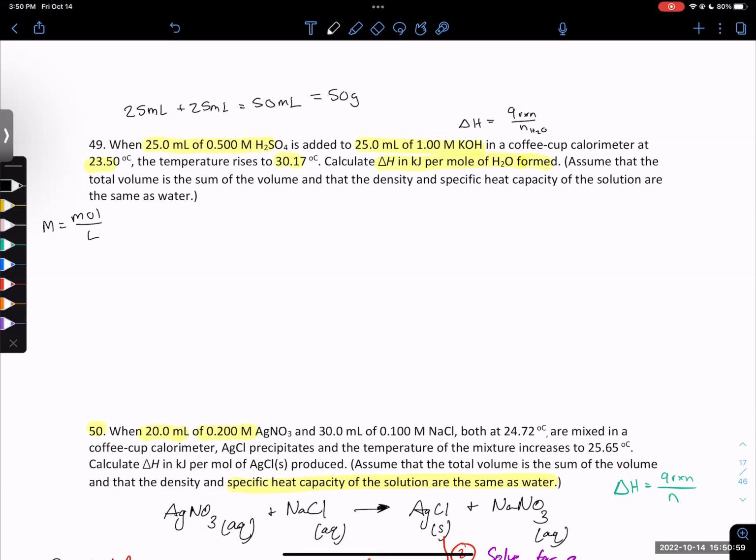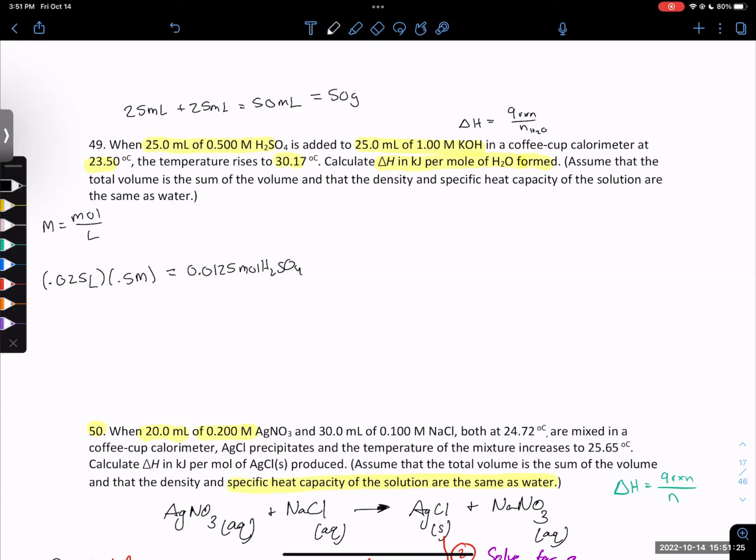So if you do 0.025 liters times 0.5 molar, and I'm getting that from right here, it's equal to 0.0125 moles of H2SO4. All right, so the equation was already balanced.